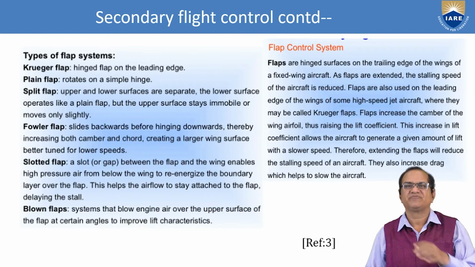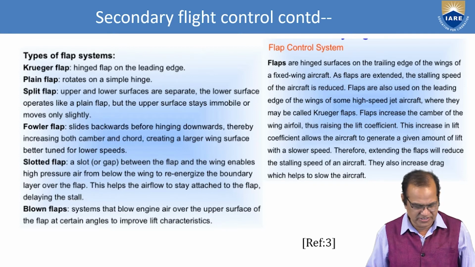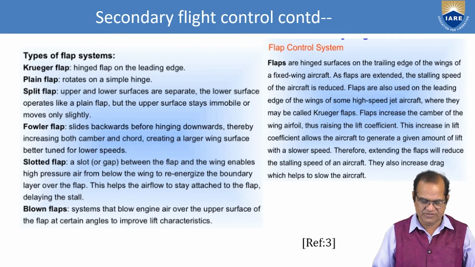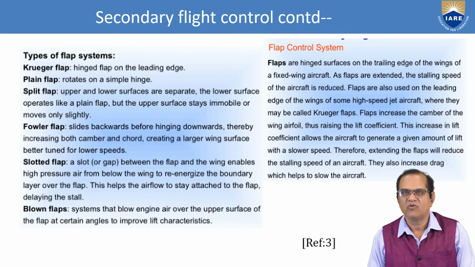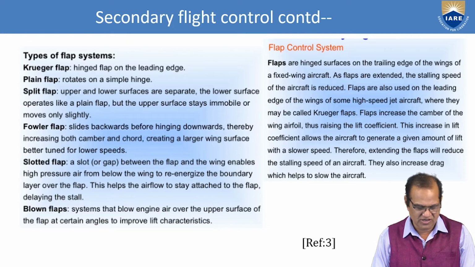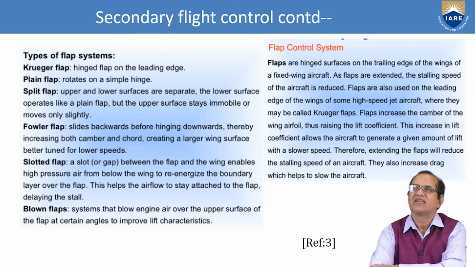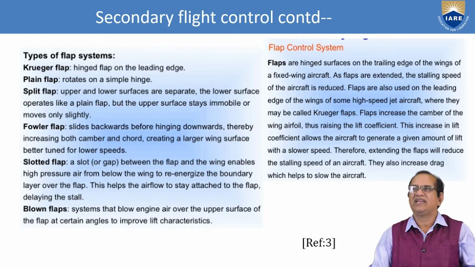Slotted flap: a slot or gap between the flap and the wing enables high pressure air from below the wing to re-energize the boundary layer over the flap. This helps the airflow to stay attached to the flap, delaying the stall. Blown flap systems blow engine air over the upper surface of the flap at certain angles to improve lift characteristics. Flow control system. Flaps are hinged surfaces on the trailing edge of the wing of a fixed wing aircraft.